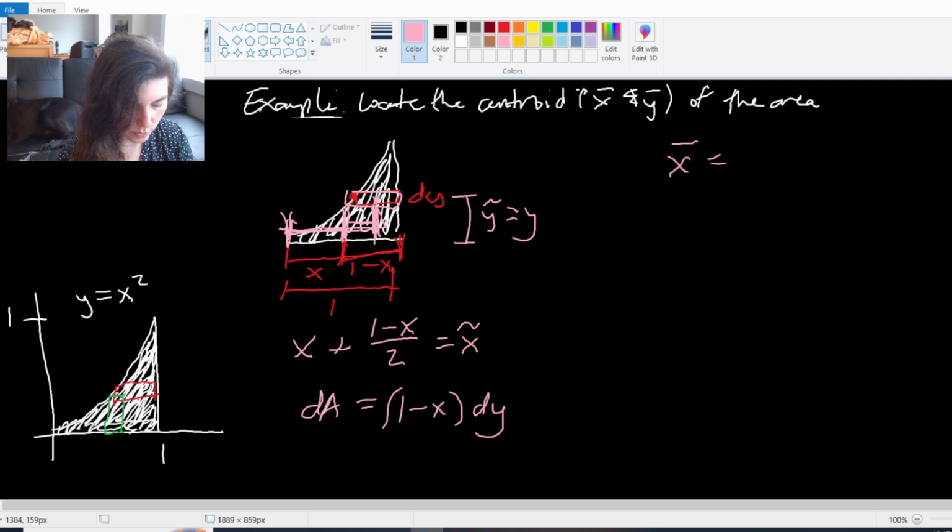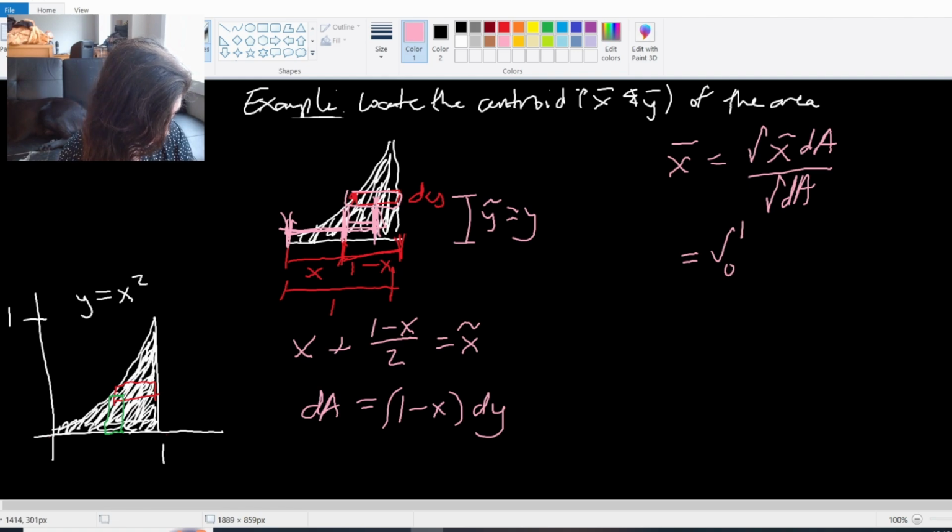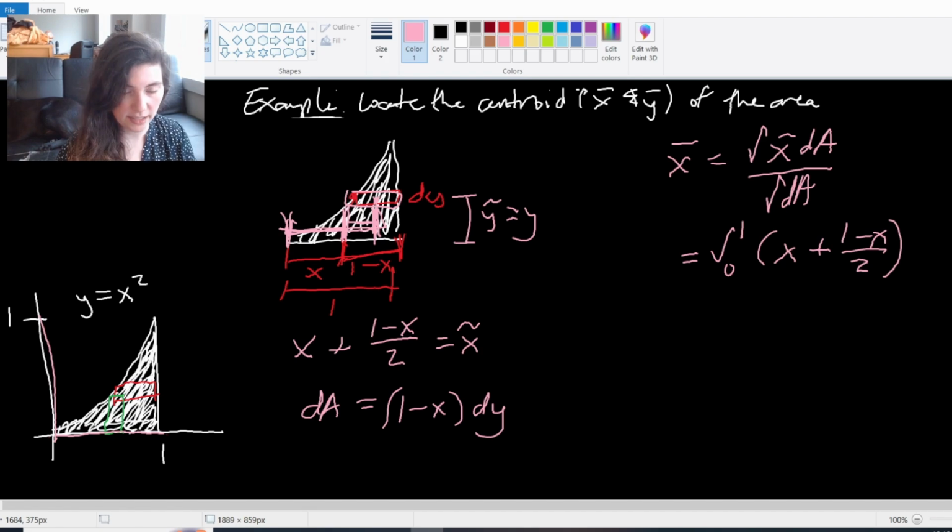X bar would be my integral of x tilde dA. So I would get the integral going from 0 to 1, right? It looks like both of my integrals are going to be 0 to 1 here. So from 0 to 1, my x tilde is going to be x plus (1 minus x) over 2, and then multiplying by dA. So my dA is (1 minus x) times dy.